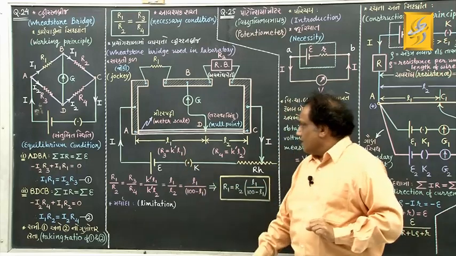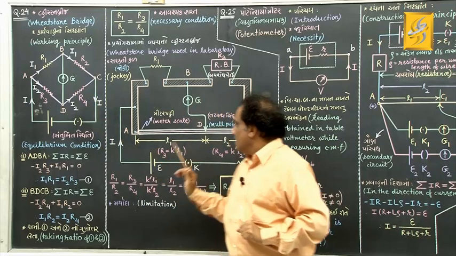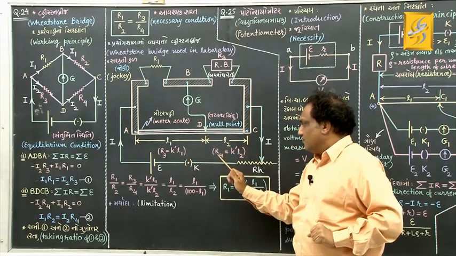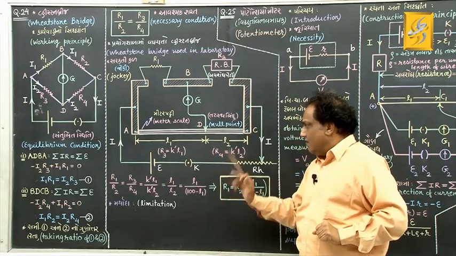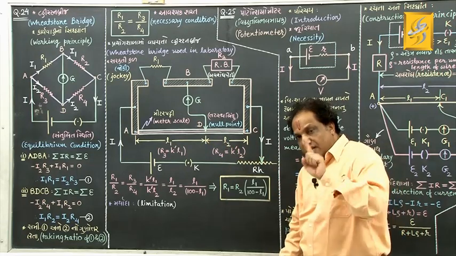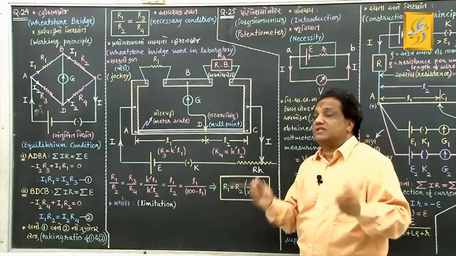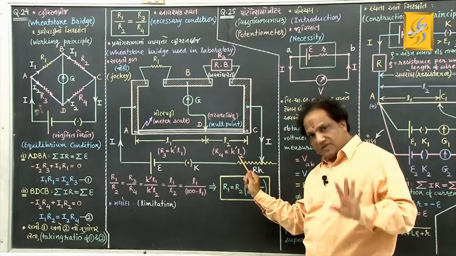Simple. What is the resistance between D and C? Between D and C it is R4. It is the resistance of this much length of the wire, which is L2. Resistance per unit length is K dash, then for L2 length what will be the resistance? K dash into L2.